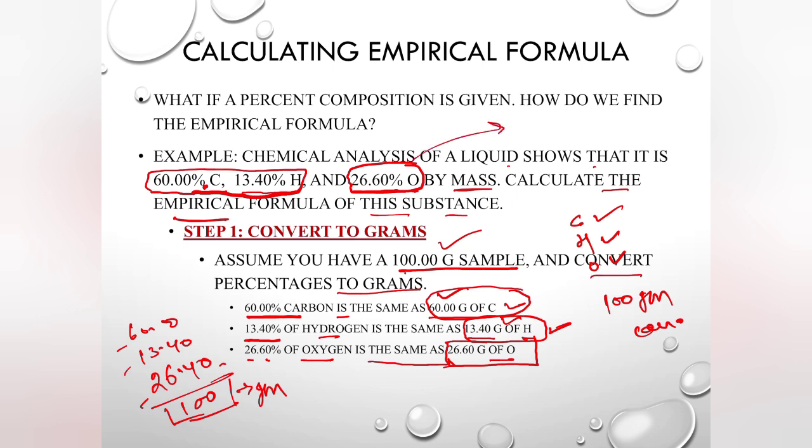In this example, oxygen is given, but in some cases you are not provided the percentage of oxygen. So before starting the calculation, we must sum up all the percentages given. If the percentage given is not equal to 100, then the remaining percentage is equal to the percentage of oxygen. Now I think you are clear. Now we move to step number 2.